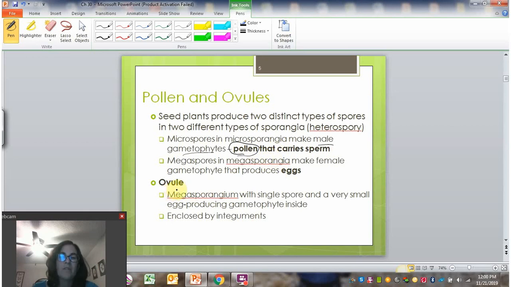The ovule is the location in the plant where the megaspore is being produced and the female gametophyte develops. And it will actually be enclosed in integuments, so that's the maternal plant structure wrapping and protecting the ovule, and then the seed will form inside of the ovule.